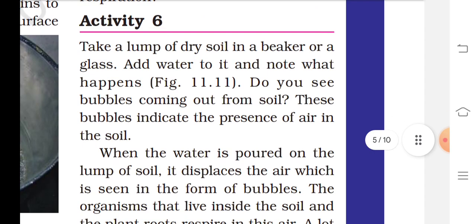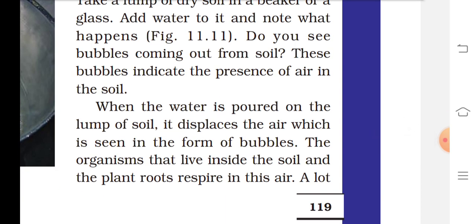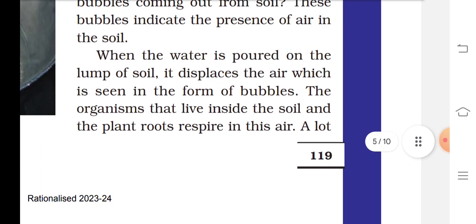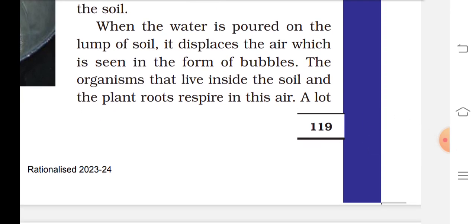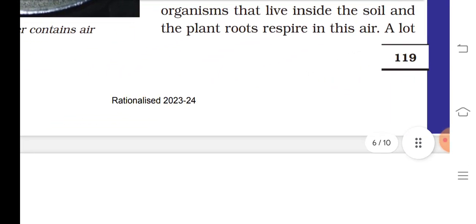Activity 6. Take a lump of dry soil in a beaker or glass. Add water to it and note what happens. Do you see bubbles coming out from the soil? These bubbles indicate the presence of air in the soil. When water is poured on the lump of soil, it displaces the air, which is seen in the form of bubbles. The organisms that live inside the soil and the plant roots respire in this air.